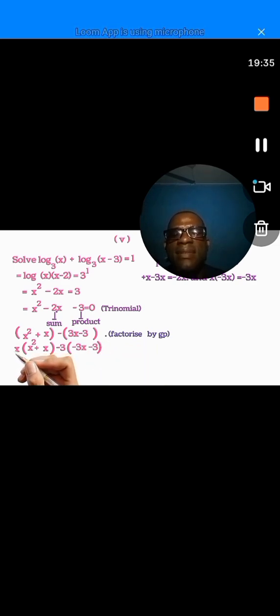Then x squared divided by x, we have x. x divided by x, we have 1. And minus 3x divided by minus 3, we have x, and minus 3 divided by minus 3 is plus 1. We now have x plus 1 in common, so we take one x plus 1 and we bring down the other one, x minus 3. So we now have x plus 1 times x minus 3 is equal to 0.